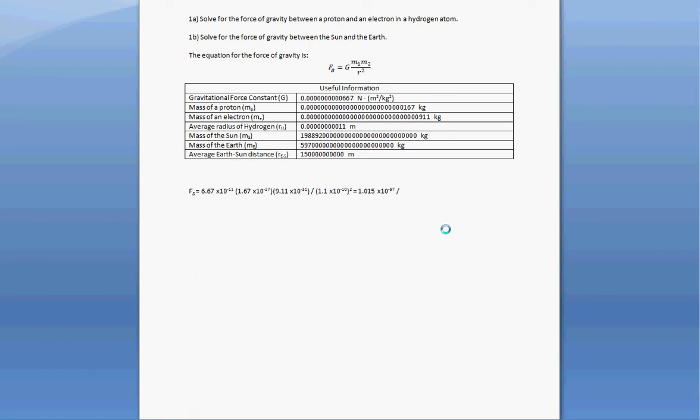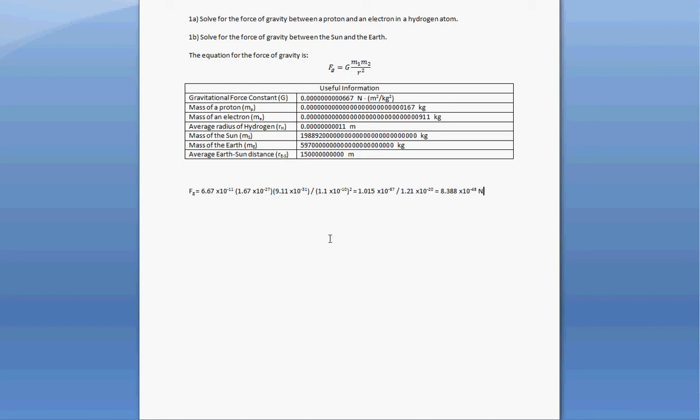Divided by, now let's do the radius squared, 1.1 E negative 10, square that, and I get 1.21 times 10 to negative 20. And now I'm just going to start over and divide these. So 1.015 E negative 67 divided by 1.21 E negative 20 equals 8.388 times 10 to the negative 48. And because this is a force, that must be newtons.